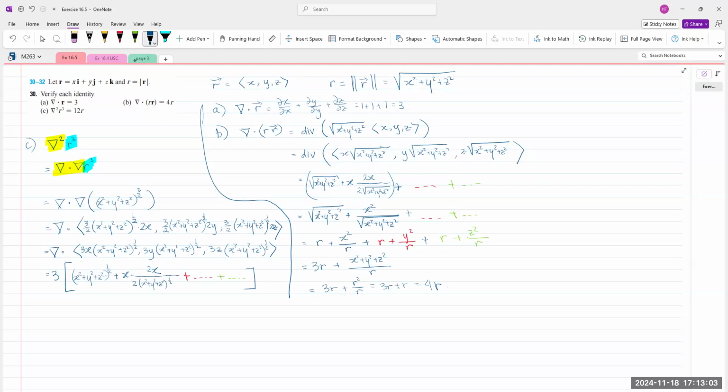Now what I want to show you is that the first term here is r plus 2x squared over, I'm sorry, the 2 cancels, so it's r plus x squared over r. And then for the y component, you will see this is r plus y squared over r. And then for the z component, you will see r plus z squared over r.